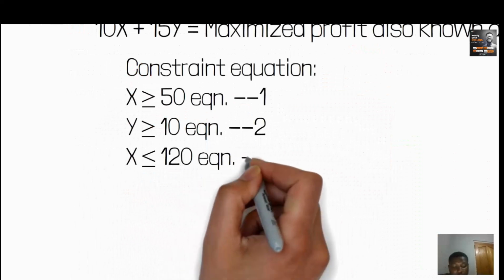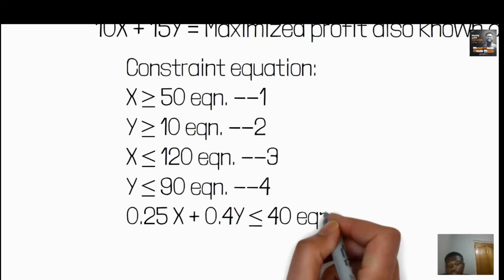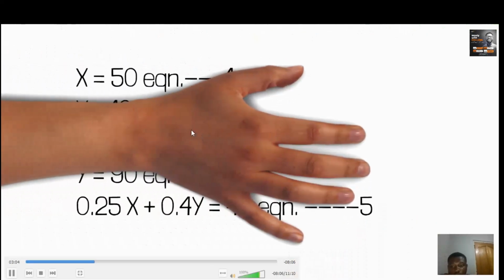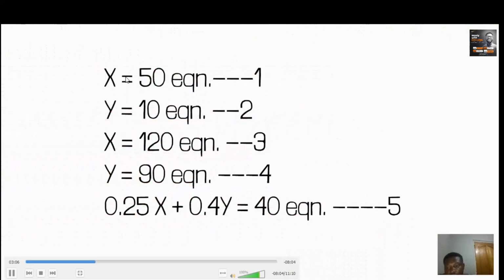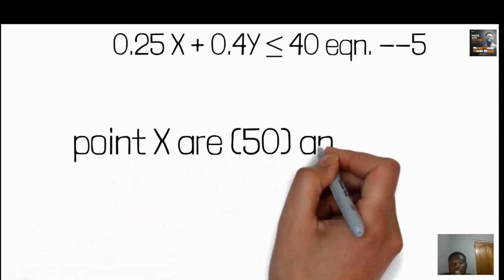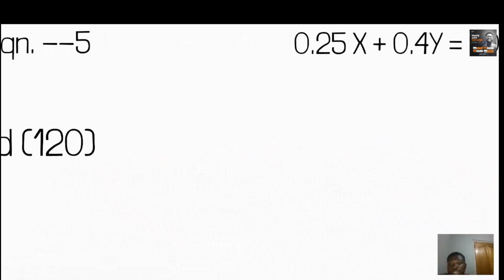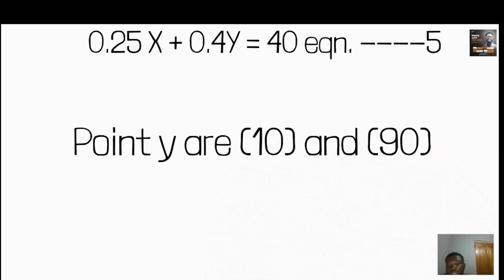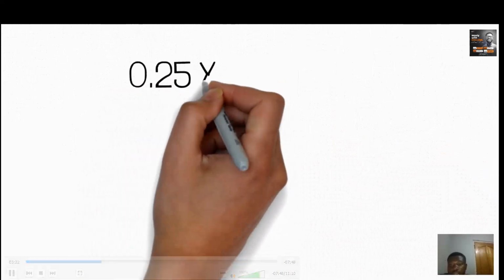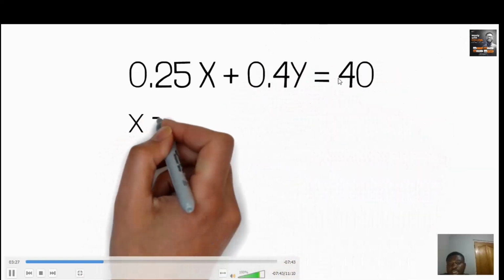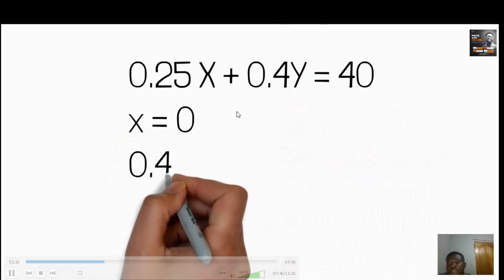After writing down our constraints, the next thing we have to do is to change all the inequalities to equal to signs. After changing them, we can already get points, because the corner point method is for you to get points then plot them. Already we have our x points to be 50 and 120, and y to be 10 and 90. But let's focus on equation 5.